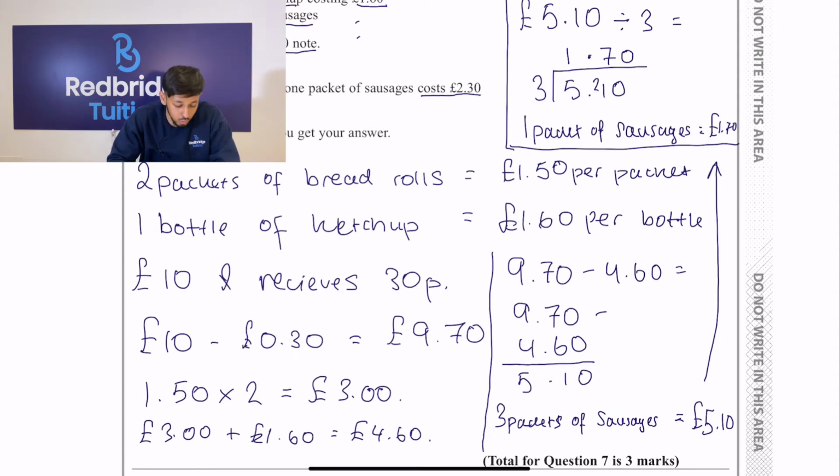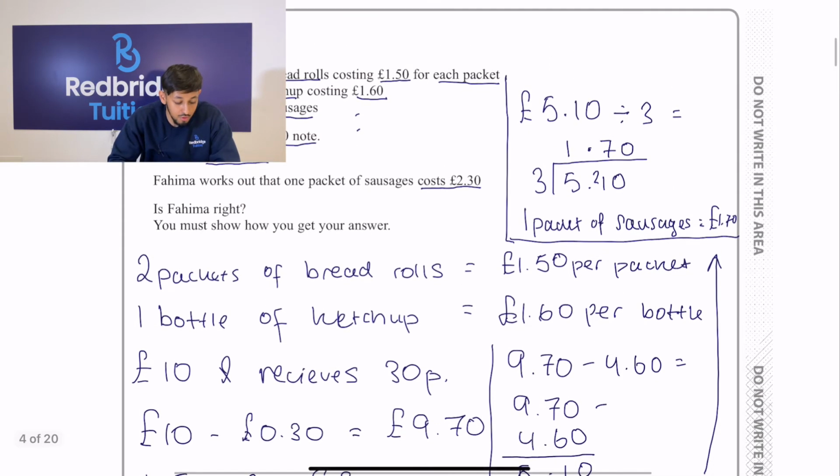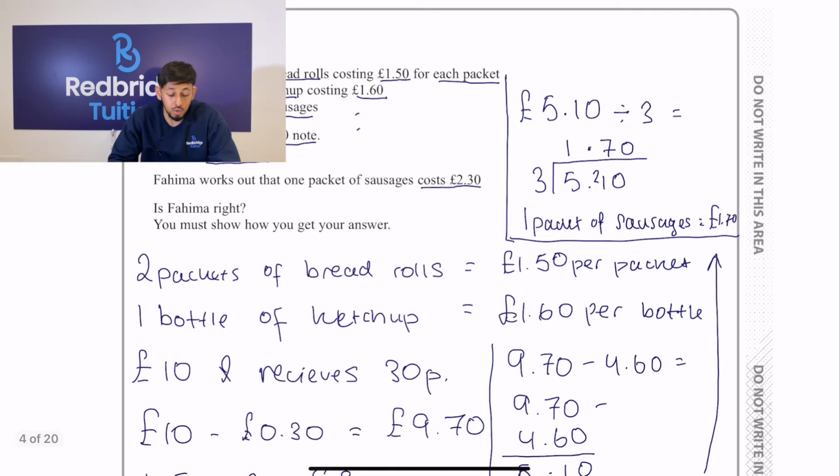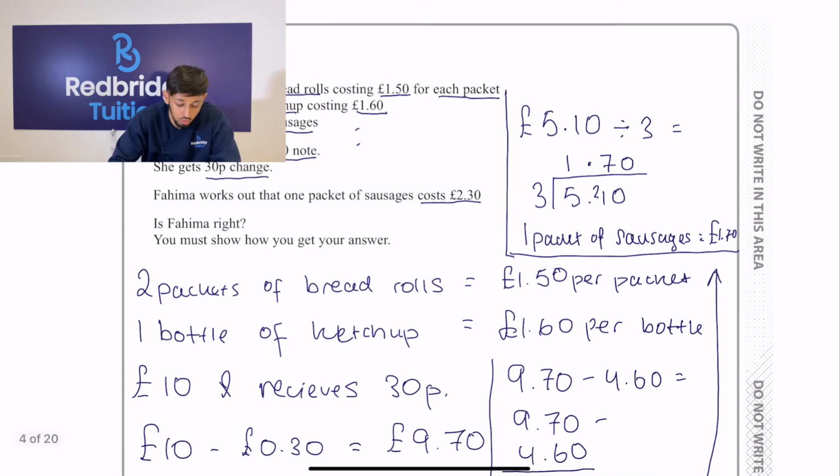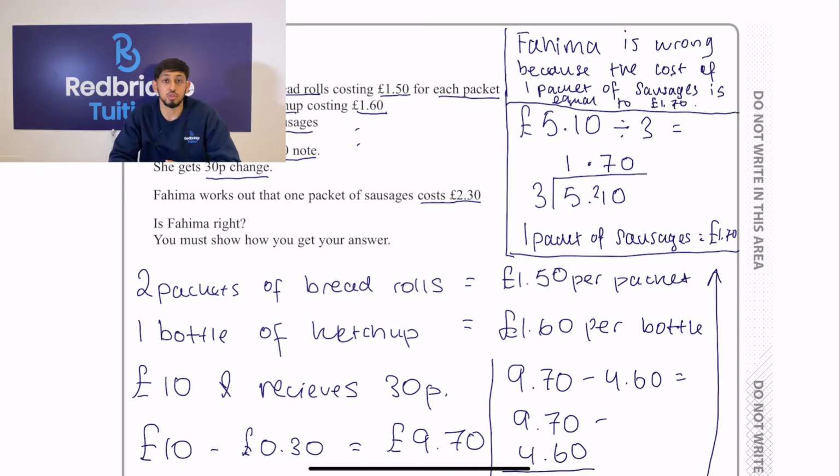Now, if we go back to the question, it said that Fahima works out that 1 packet of sausages is equal to £2.30. From our working out, we can see that this has not been the case. Now, we need to write a final statement, I'll write it up here, saying that Fahima is wrong because the cost of 1 packet of sausages is equal to £1.70 and not £2.30. And that finishes off our question.